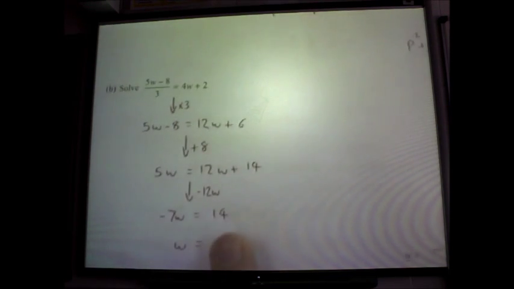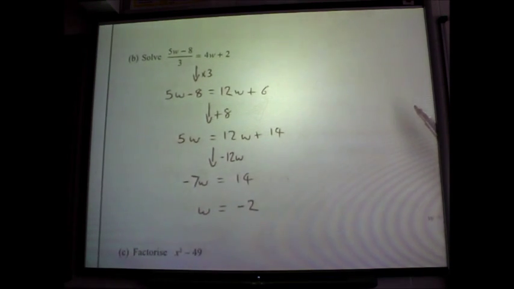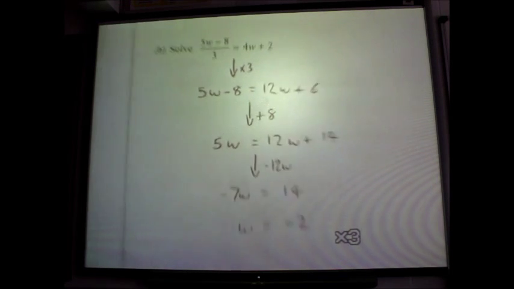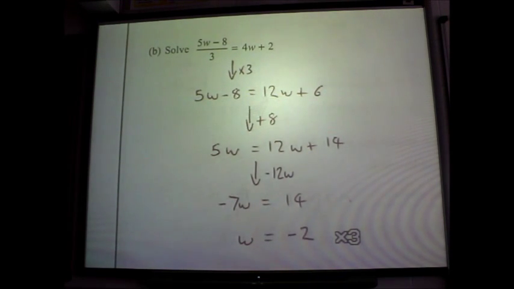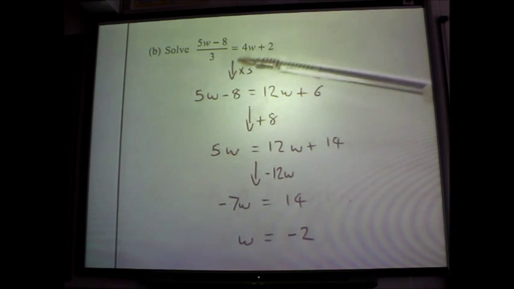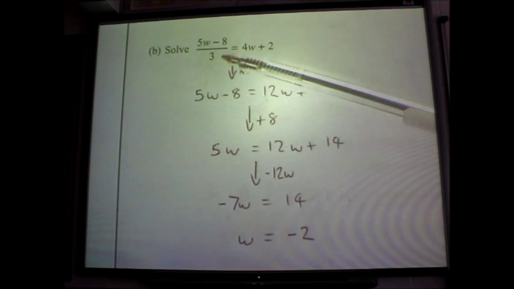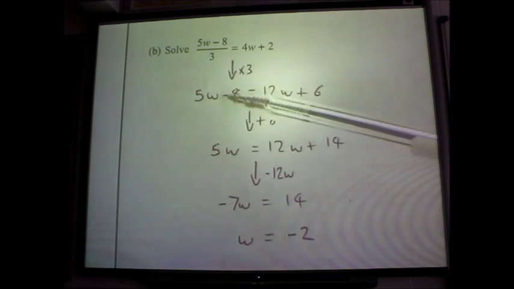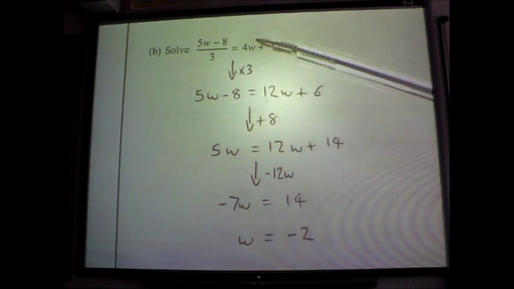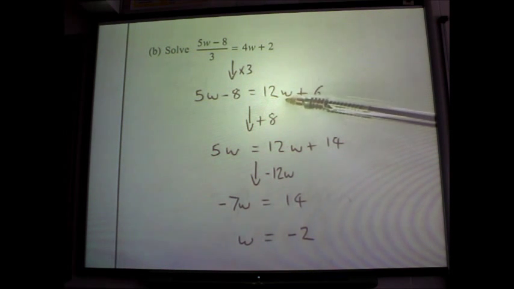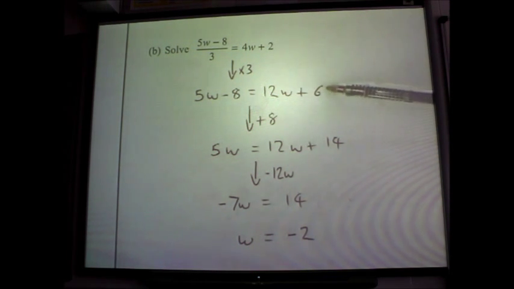Next one's a little bit trickier, but nothing we can't handle. Let's zoom it in for you. Right, I'll talk you through it. You've got to solve it to find out what w is. First of all, that dividing by 3 is annoying me, so I multiply both sides by 3. That gets rid of the divide by 3, so that's 5w take away 8, but you've got to multiply the 4w by 3 to give you 12w, and 2 by 3 gives you 6.